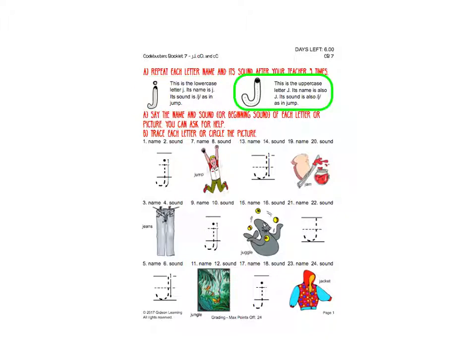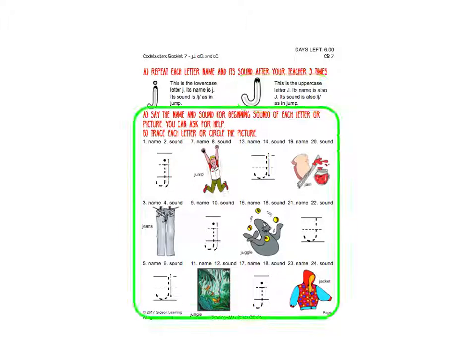This is the uppercase letter J. Its name is also J. Its sound is also J, as in jump. J, J, J. And now we can write our uppercase letter J. Now let's go on to the next activity.